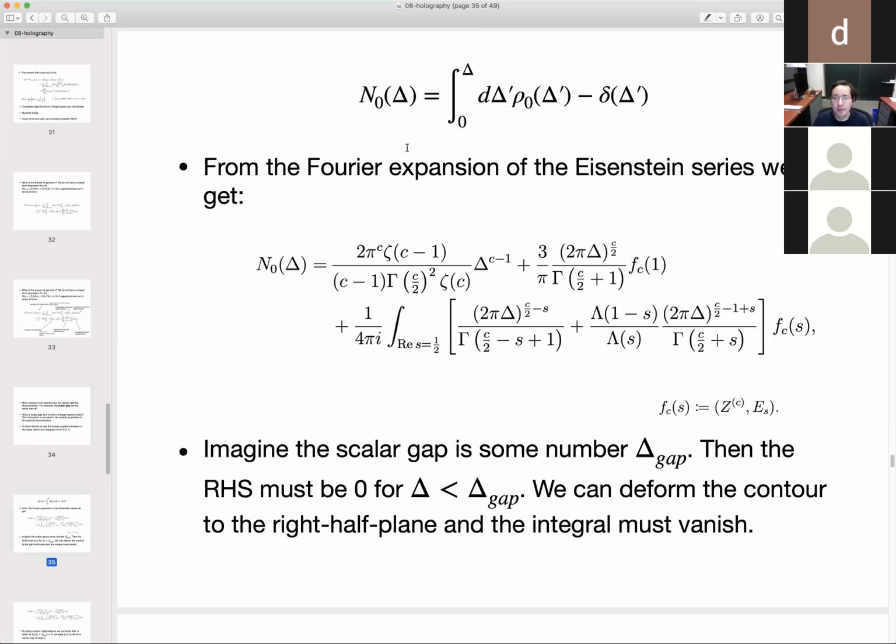Well, I can describe this in a little bit more detail. The idea is you just take the scalar spectrum and you integrate from 0 to some value delta. And if delta is smaller than the gap, then this function must vanish, right? Because by definition, if all of the states are above some delta gap, that means that this integral will equal precisely 0.